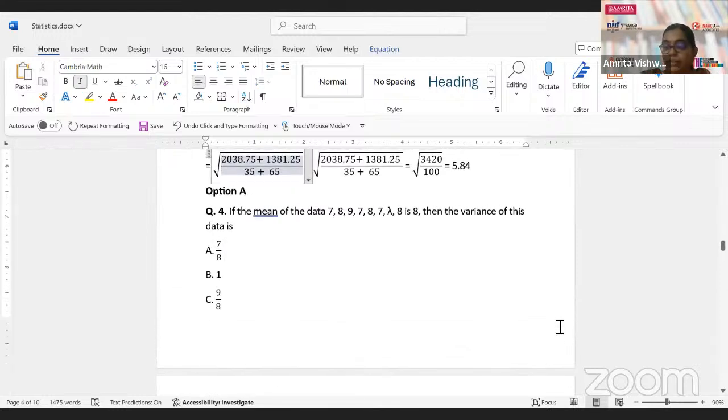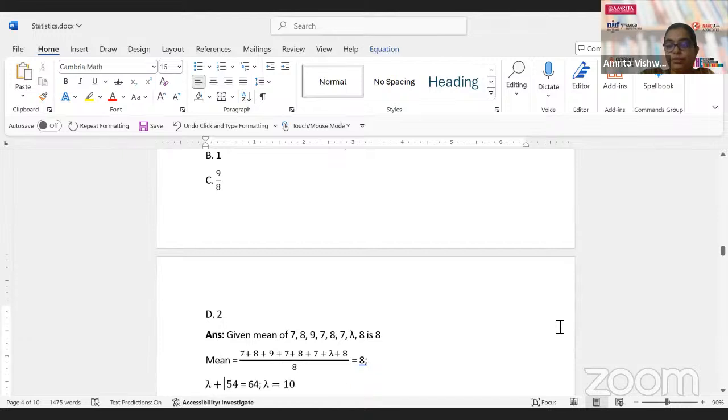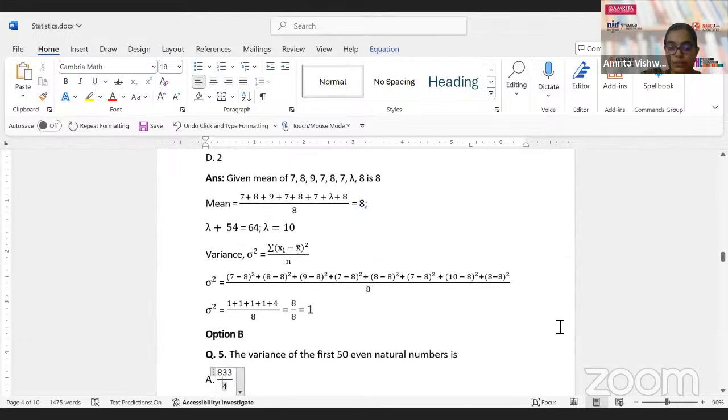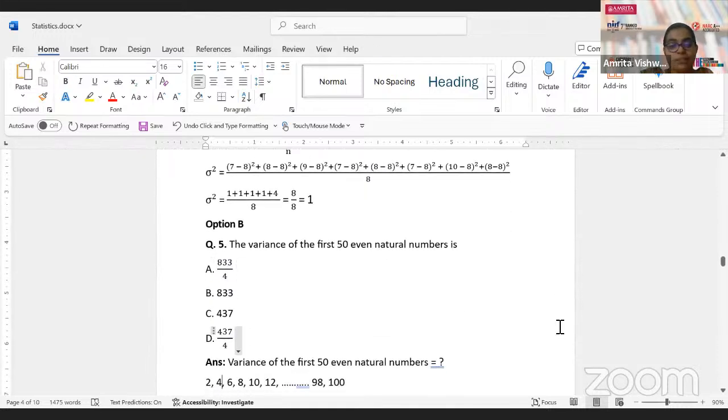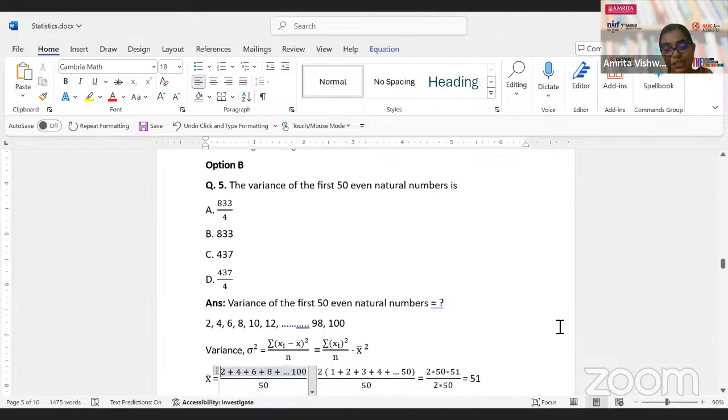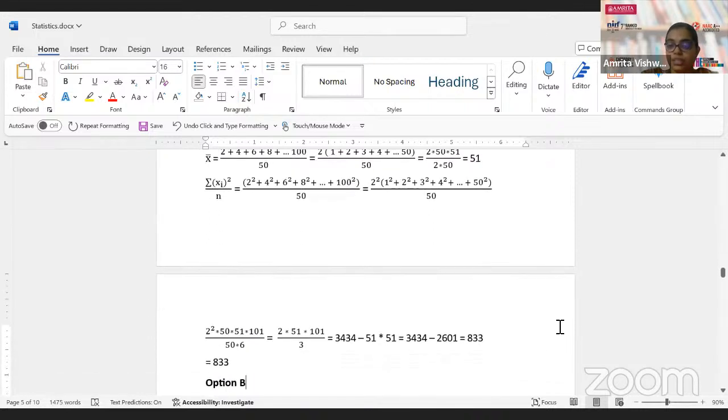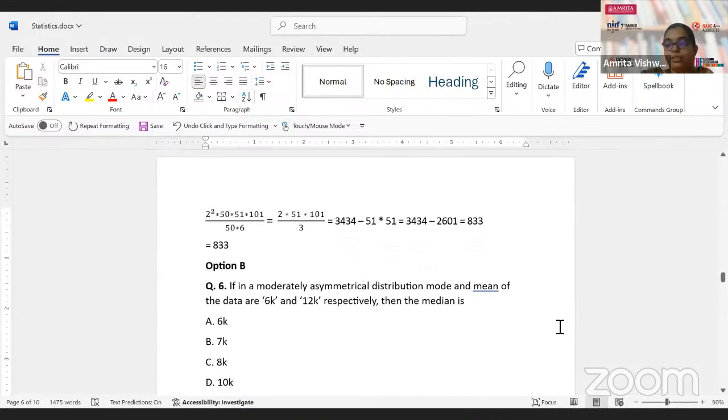Now, next is a very, very direct question. They have given a data. There are certain unknowns in the data. They have given me the mean also, and I need to find the unknown, and I need to find the variance of the data given in the question. Now, when it comes to series type questions, variance of first 50 even natural numbers, the variance of first 50 odd natural numbers, even the mean of first 50 odd natural numbers, this type of questions come.